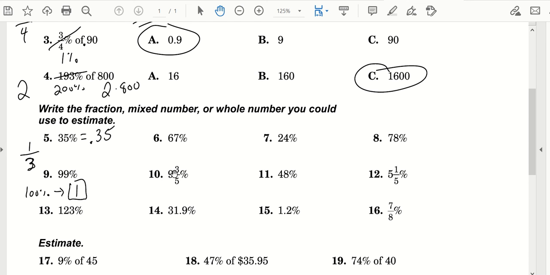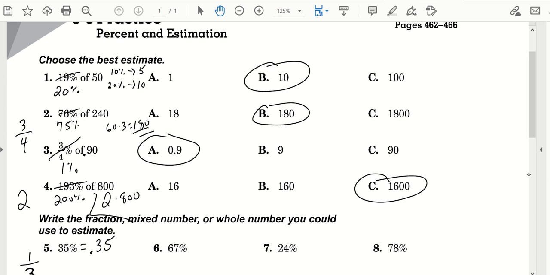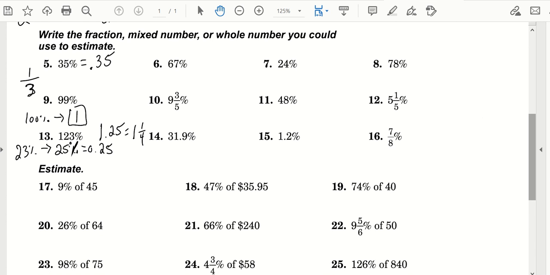123%. Okay, let's think about 23%. What is 23% pretty close to? It's pretty close to 25%. What is 25% as a decimal? It's 0.25, right? 25% as a decimal is 0.25. So this is going to be, remember 100% is 1, we just said in the previous problem, so that's 1.25. Or you might say 1 and 1/4. So either of those would work, 1.25 or 1 and 1/4.